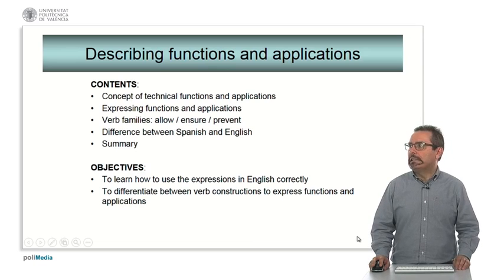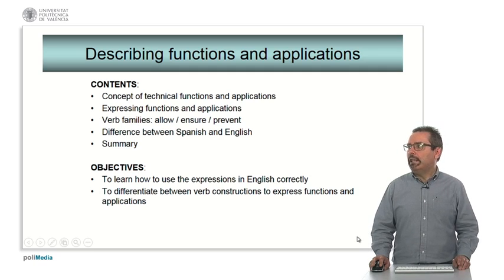These are the contexts. We are going to start with the concept of technical functions and applications, what they are, followed by the typical expressions for functions and applications in technical English. We're going to study some verb families associated to the verbs allow, ensure, or prevent. We will move on then to point out some important differences between Spanish and English in this respect. And we will finish with a summary.